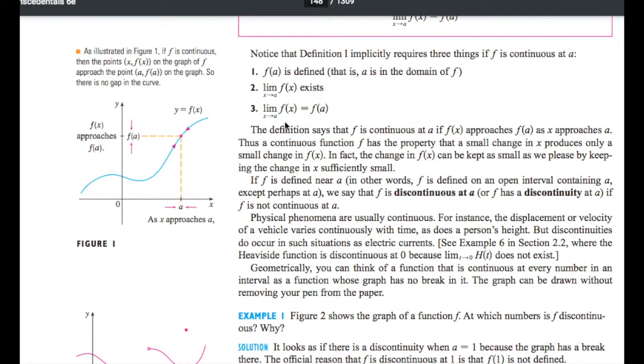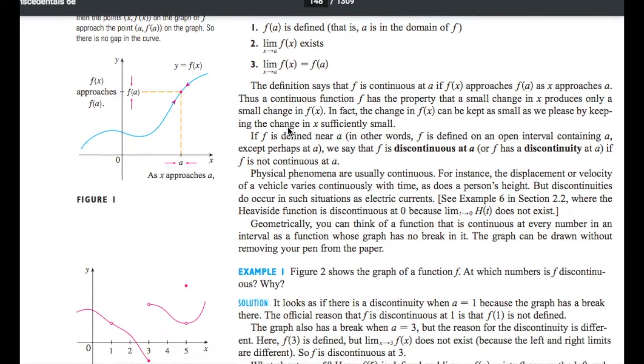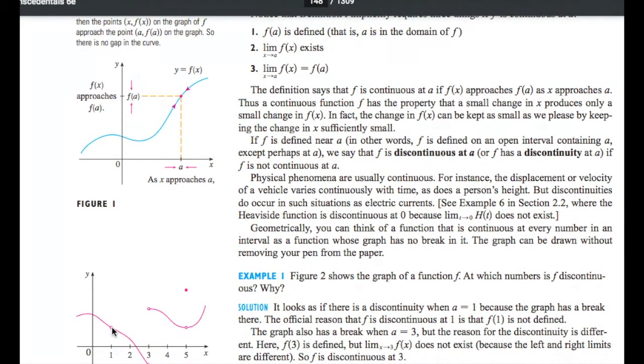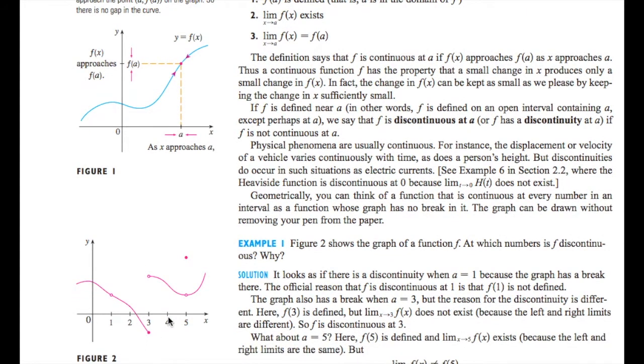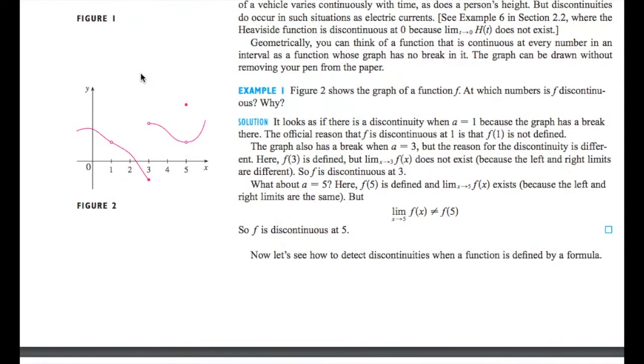Definition 1 has 3 conditions. Which condition does it break? Here, it breaks 1 because at that point, f of a does not exist. Here, the limit does not exist because the left limit and the right limit are not the same. And here, the limit exists, f of a exists, but because they're not the same, it is also discontinuous. Okay, so 1, 2, 3.